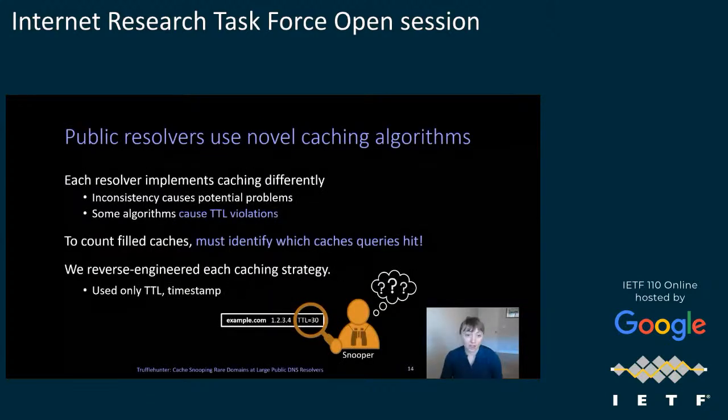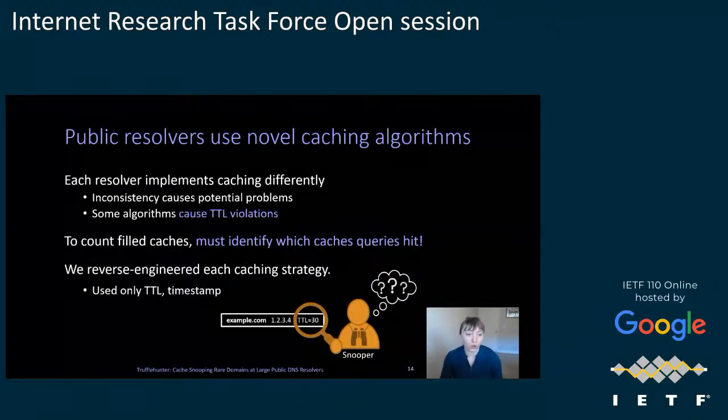This challenge is exacerbated by the fact that each of these public resolvers implements their caching differently, and we have found that that inconsistency could cause potential problems. While some of the resolvers we've looked at always do seem to serve records with correct TTLs, we have found some that can either serve records with incorrect TTLs or will serve records after the TTL should have expired. So in a few slides, I'll go into more details on that.